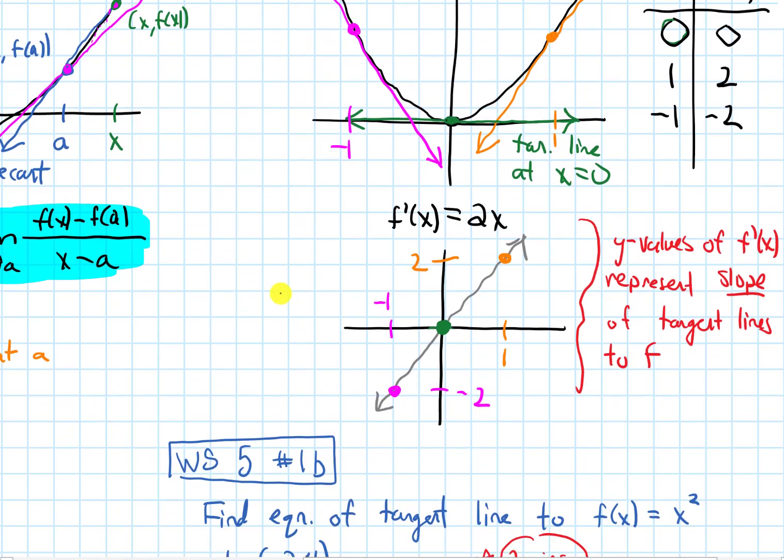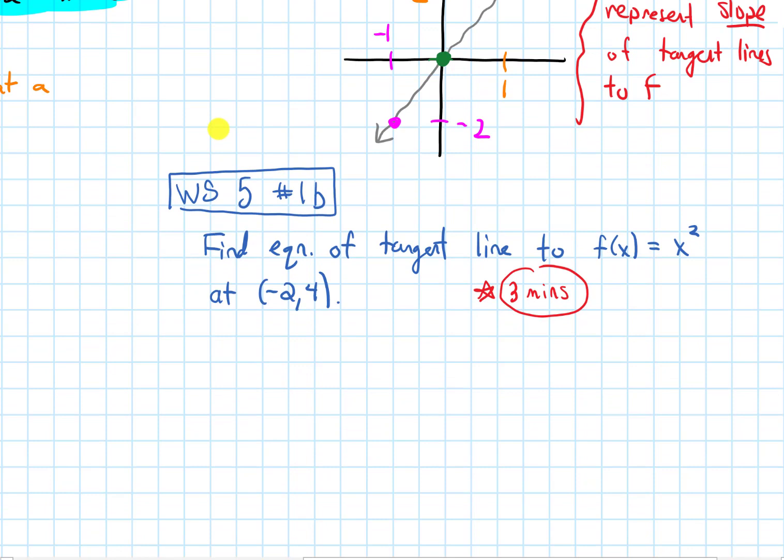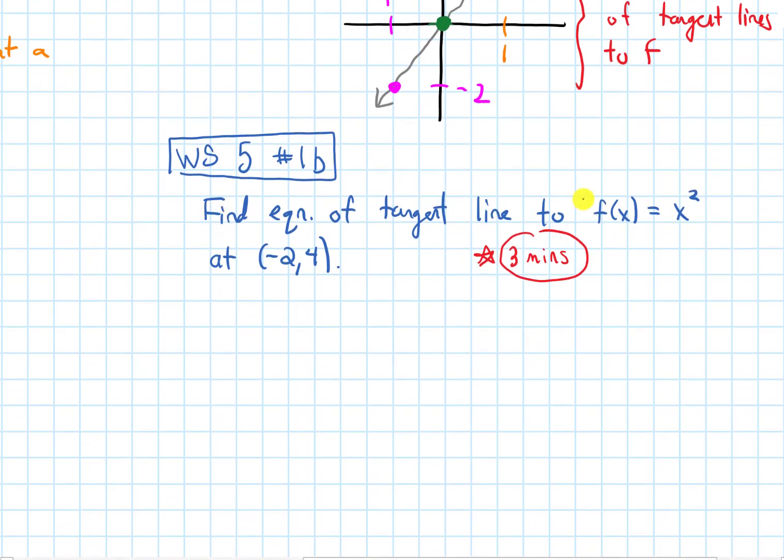All right, let's end this video with a specific tangent line example. Let's find the equation of the tangent line to f of x equals x squared at the point negative 2 comma 4. I want to first have you try this for 3 minutes on your own. So 4, 3, 2, 1, pause it and try this for 3 minutes. Alrighty, so hopefully you did that. Hopefully you paused it and tried it for 3 minutes. Let's talk about it together.